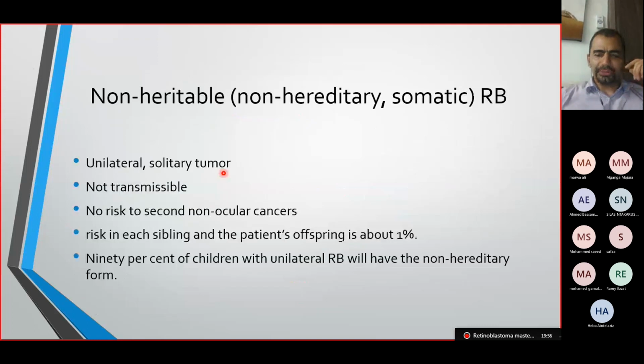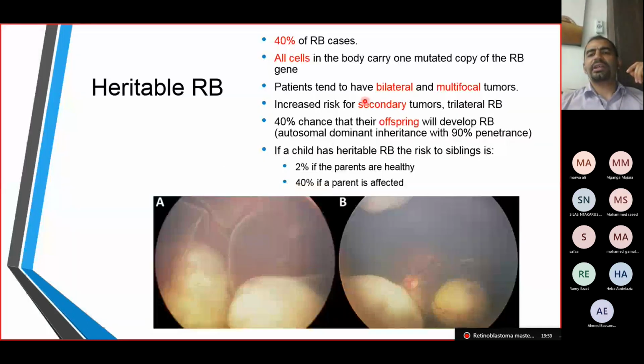It usually presents as a bilateral multifocal tumor. So it's not uncommon to find the tumor in both eyes and to have multiple foci of the tumor. So one here, one there, one here, one there. And when you treat this one, later on in the follow-up, you may find another one, because all of the cells have already had the first hit before birth, and it's not difficult to get a second hit in multiple cells in different locations of the retina.